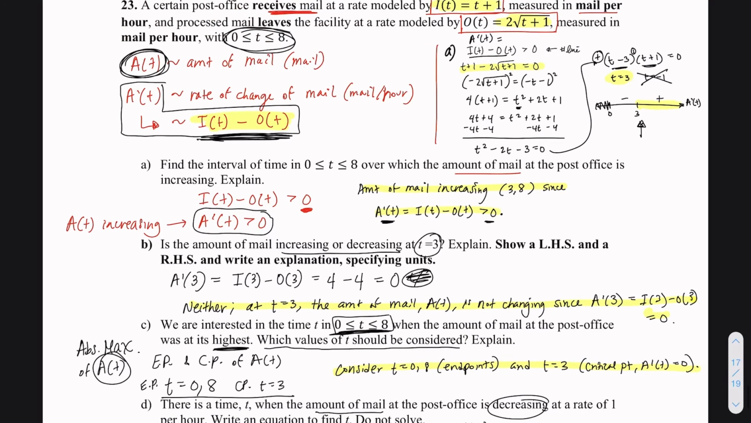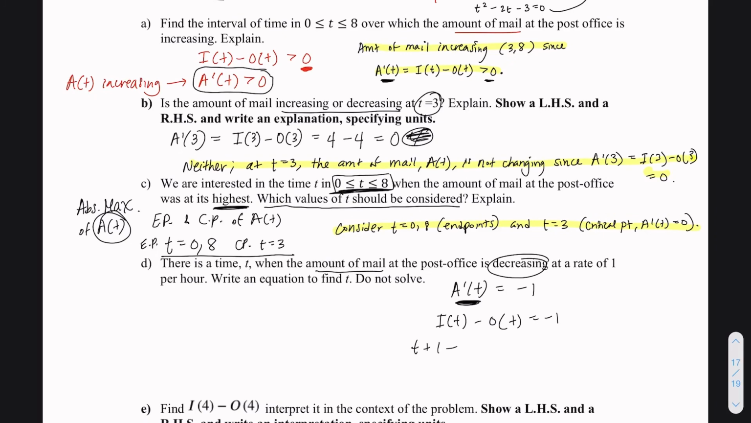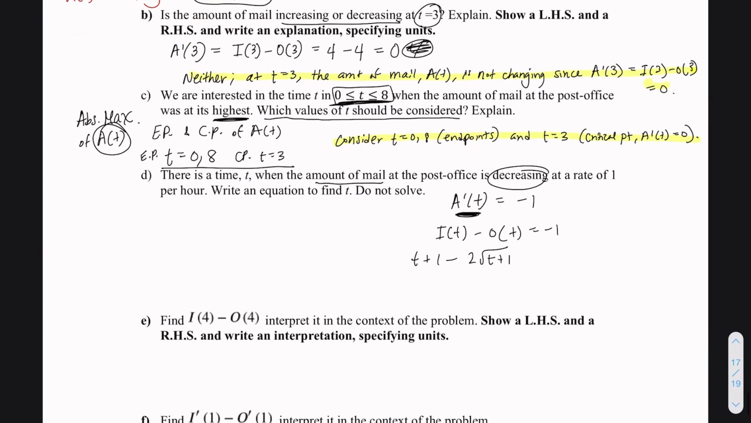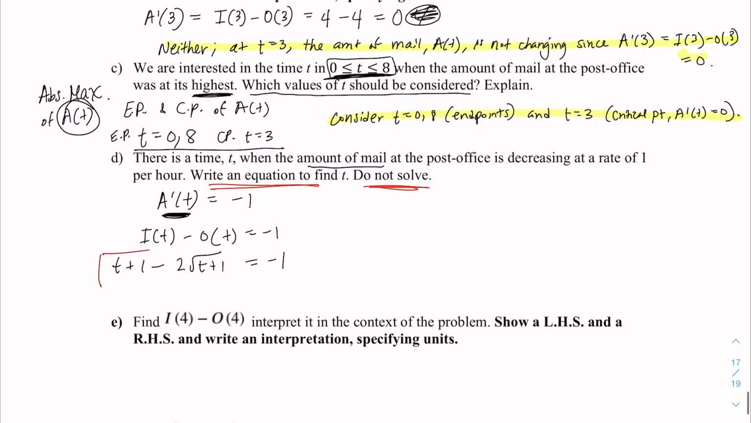And I of t is t plus 1. So we're going to set t plus 1 minus, and O of t was 2 root t plus 1 as well. So that equals -1. Okay, I'm going to move this to make some room. I was about to solve this problem, in which case we would move these over to the other side and square both sides like we did before. But I just realized it's so important to read the question, because this one says, just write the equation, do not solve. So we're done. This is our equation.